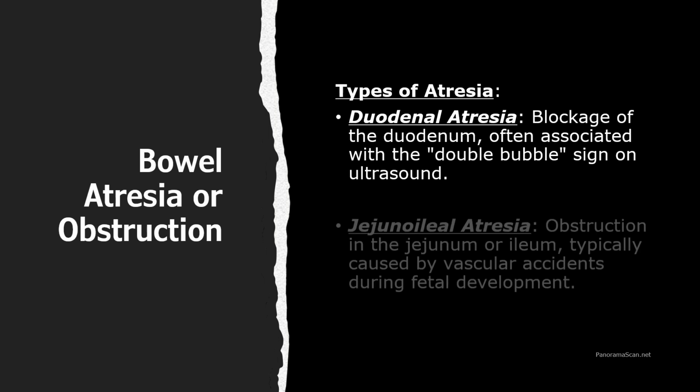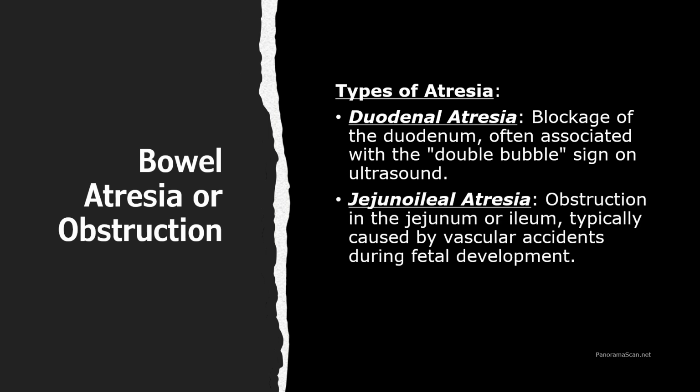Jejunal-ileal atresia affects the jejunum or ileum and is the most common form of small bowel atresia. It typically results from vascular disruptions during fetal development. They can lead to dilated loops of bowel and polyhydramnios on ultrasound.